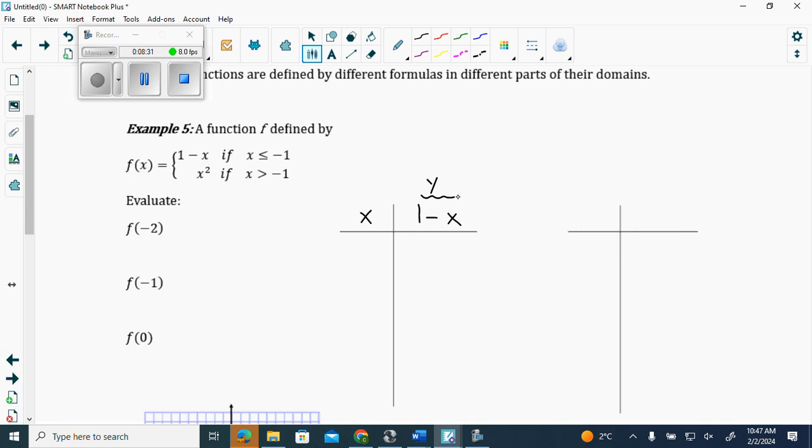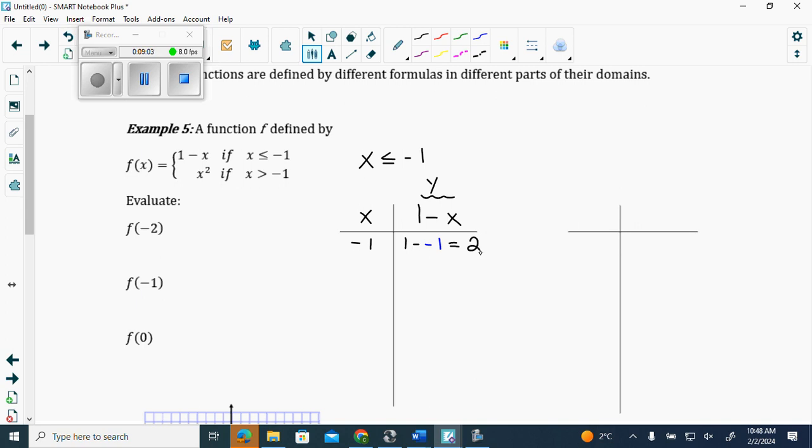My y is represented by 1 minus x. And the domain restriction for this one is x is less than or equal to -1. So I always start at the most restricted piece and then work my way whichever way I have to go. So I'm going to start at -1, because that's where the domain is restricted at. And then I'm going to pick values less than it, because that's what it says I have to do. Okay? So I pick -1, and I plug that in. I get 1 minus -1, and that actually equals 2.